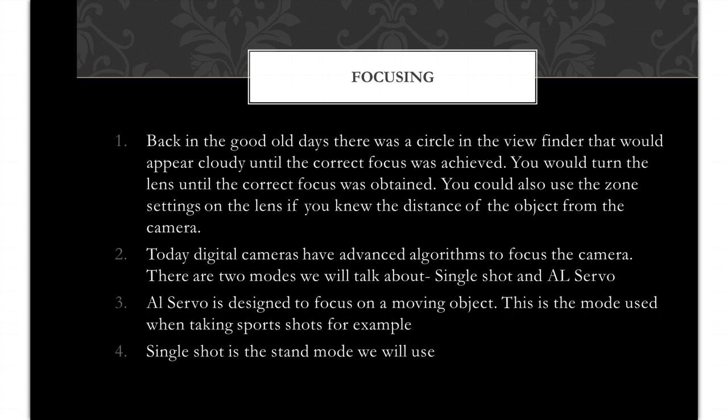And there are two types. There's single shot and there's AI Servo focusing modes. We typically use single shot. AI Servo is regarding movement, so when you want to focus on something that is moving. I'm not talking about somebody walking, I'm talking about somebody that is moving very fast, running, sports, etc. So we typically use single shot mode.